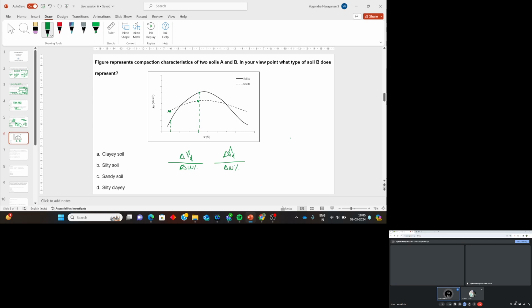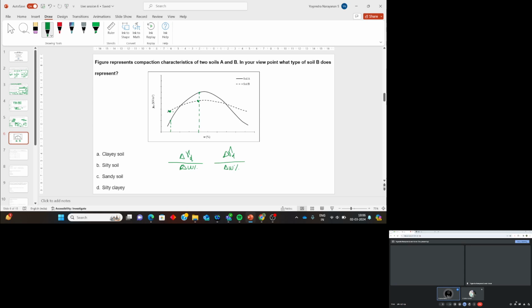Soil A is having higher change in density. So what does that mean? Soil A is more compactable than soil B. Even though you are applying force or energy, the density of soil B is not increasing significantly.